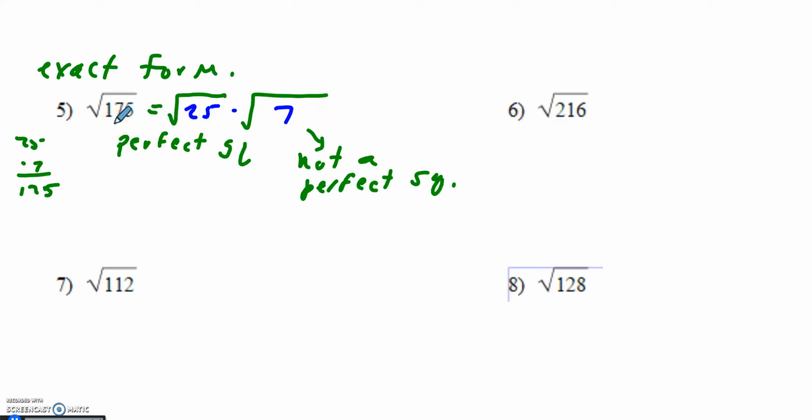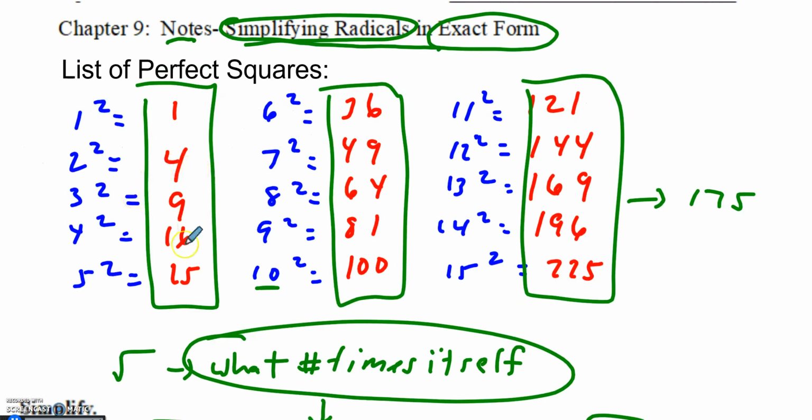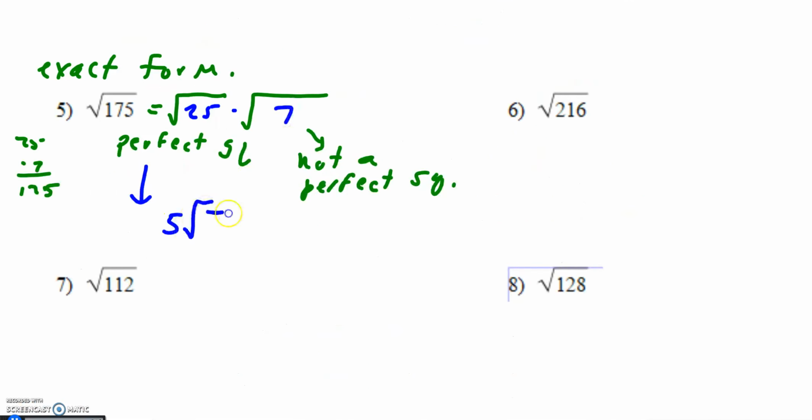So what I do from here is look at my two radicals and say, which one of these is my perfect square? Well, this one is. So my answer would be, what number times itself gives you 25? Just 5. And because it's a perfect square, I can take the radical off. However, if you look back at the list, I don't have a number times itself that's 7. We go from 4 to 9. So because 7 is not a perfect square, we leave it in the radical. And so this is root 175 simplified in exact form. We split into perfect square and not.